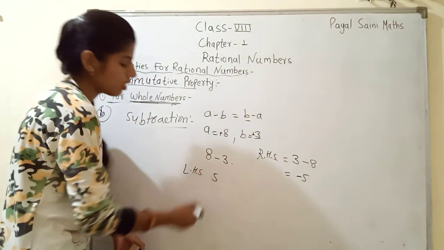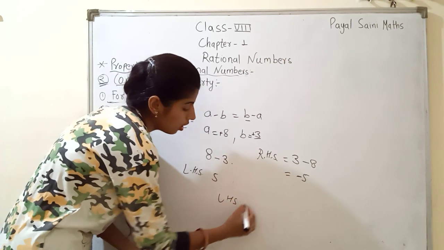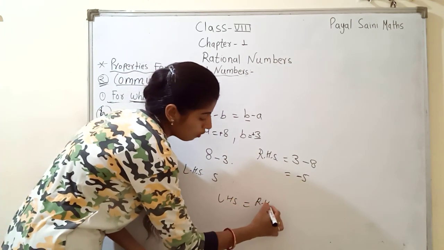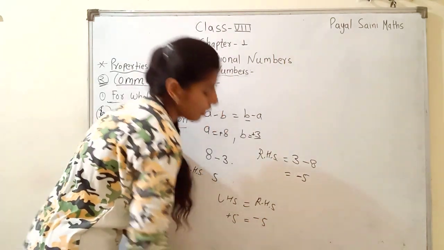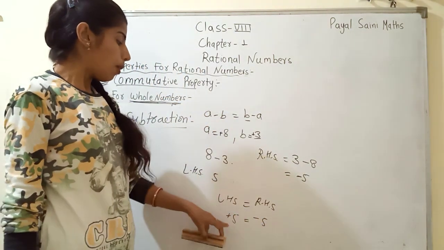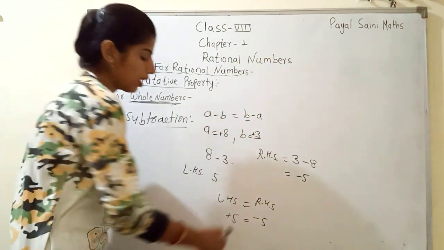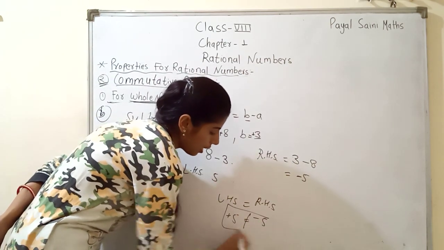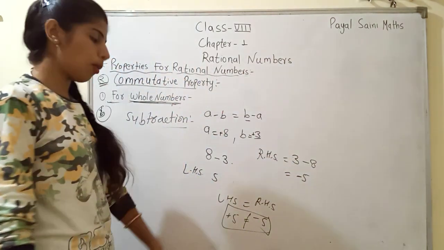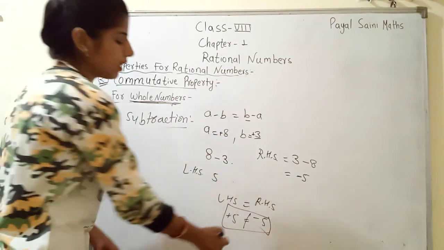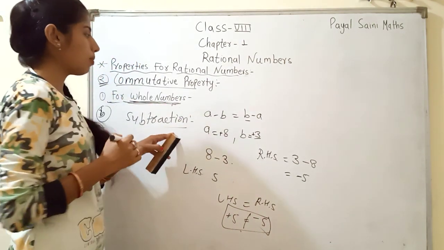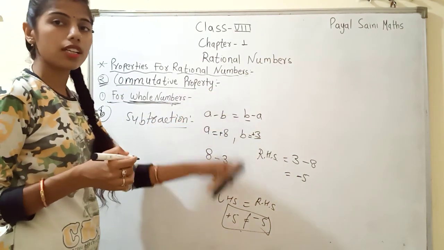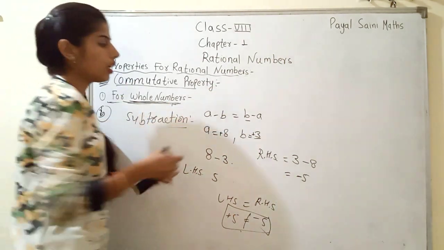Now you can see your left side answer and right hand side answer. Your left side answer is plus 5 and the right hand side is minus 5. We know that sign is very important, so we can say it is not verified, it is not under commutative property. By this example, for whole numbers, subtraction is not under this commutative property.